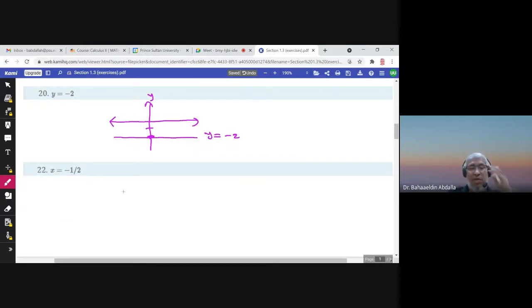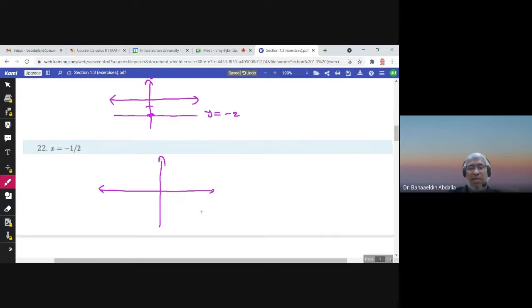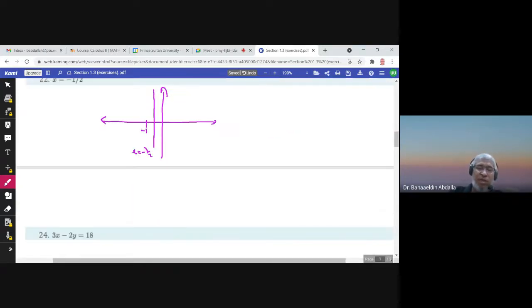X equals -½. This is a vertical line. The y-axis has the equation x equals 0, and if this is 1, then this is the line x equals -½, and if this is -1. So this is the equation of the vertical line, x equals -½.